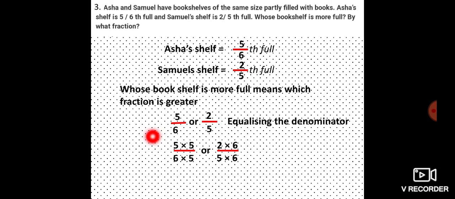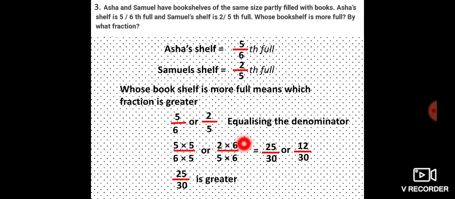Like this. 5 by 6 with 5: 5 into 5 by 6 into 5. And this with 6: 2 by 5, 2 into 6, 5 into 6. Then 25 by 30 or 12 by 30. Now we have to find which is greater. Yes, 25 by 30 is greater.